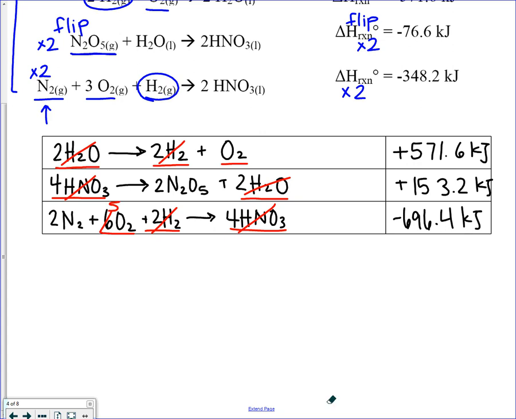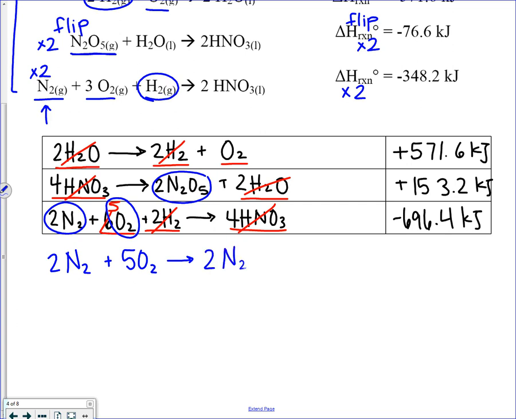So now I'm going to rewrite everything that did not get canceled out. So we've got 2N2, 5 O2s, and 2 N2O5s. Okay, so if I write that down here, we get 2 nitrogen gases plus 5 oxygen gases yields 2 moles of dinitrogen pentoxide. Now, if we look at our original equation, that is exactly what it asked us to get to, so we know we did the work right.